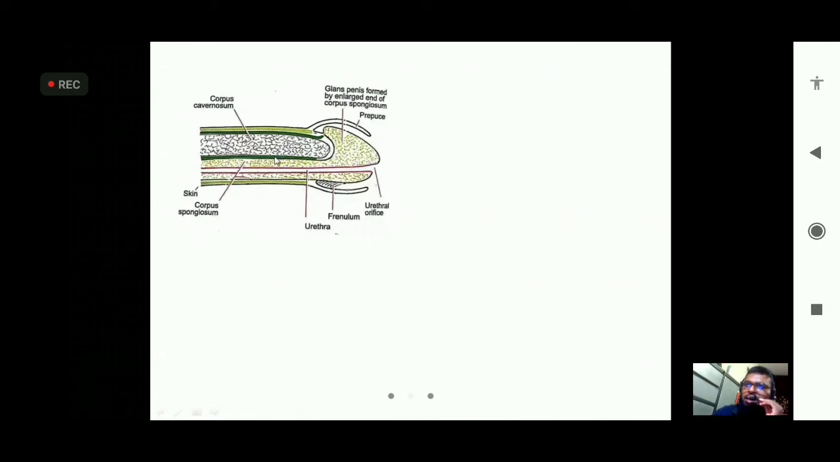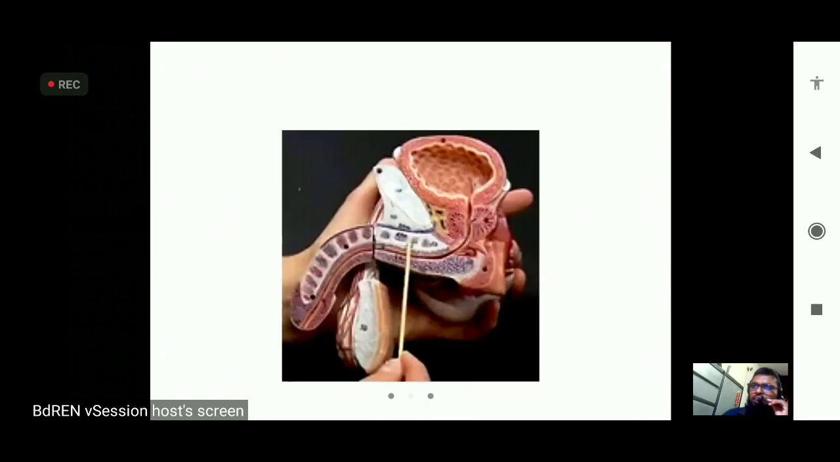And this body of the penis has two substances, as you can see from everywhere. This is one type of substance and this is another type of substance. This is called corpus spongiosum, and this is called corpus cavernosum. Actually there are two corpus cavernosum. So why it is called cavernosum, why spongiosum, what is the function of these and how they are arranged, I'm telling you one by one.